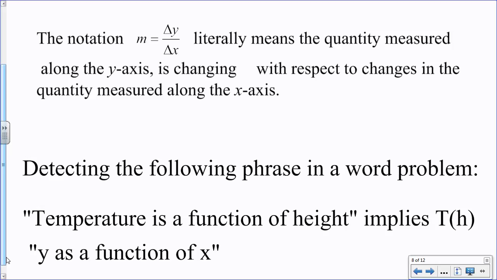So when you read about variables being a function of another variable, we don't really go into functions until 2.4. But when we say temperature is a function of height, that means temperature is your y variable and height is your x. So it's a function of height. As height changes, what is temperature doing? You'll see it written like this, T of H. Remember, the parentheses is like saying "of." It's y as a function of x.